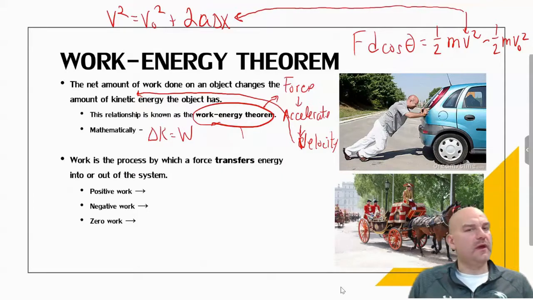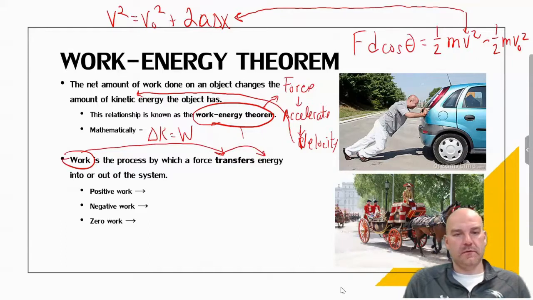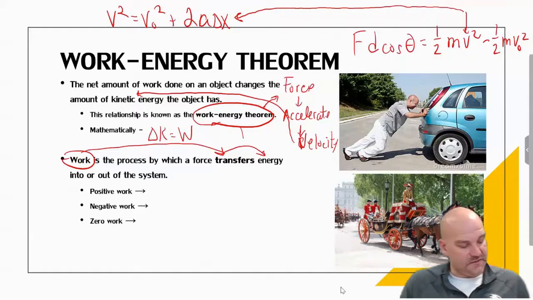Now we redefine what work is. Before, we just talked about how it was a force exerted on an object over a distance. Now we're going to look at this idea that work is actually the process by which a force transfers energy into or out of the system. So work is a transfer of energy. In fact, if you look up the definitions, it'll say energy is the ability to do work, and work is the transfer of energy. So you can see they use each other in the definition.